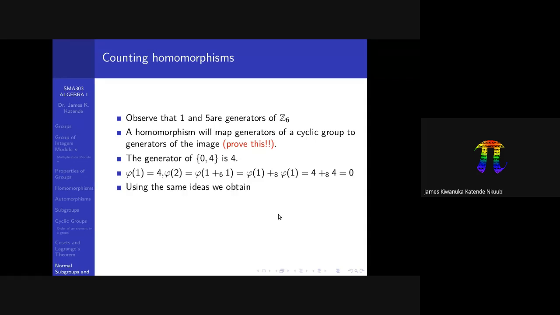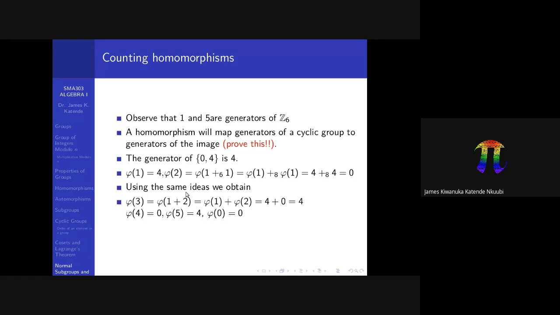Using the same ideas, we can confirm that 3 will be sent to 4. 4 will be sent to 0. And 5 will be sent to 4. 0, of course, will be sent to 0. You can do that by simply checking: 0 is the same as 3 plus 3. And that means pi of 0 will be the same as 4 plus 4 in Z8, which is 0.